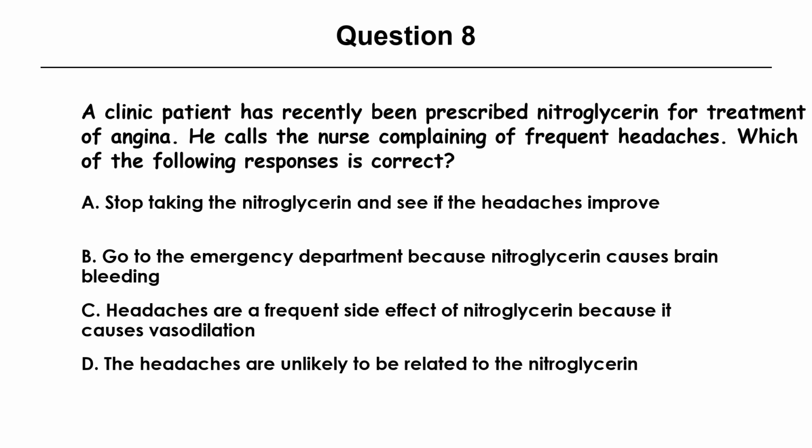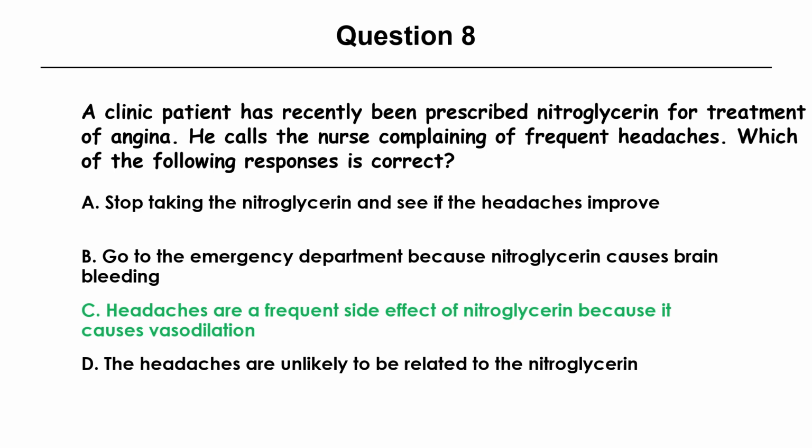Question 8. A clinic patient has recently been prescribed nitroglycerin for treatment of angina. He calls the nurse complaining of frequent headaches. Which of the following responses is correct? Option A. Stop taking the nitroglycerin and see if the headaches improve. Option B. Go to the emergency department because nitroglycerin causes brain bleeding. Option C. Headaches are a frequent side effect of nitroglycerin because it causes vasodilation. Option D. The headaches are unlikely to be related to the nitroglycerin.